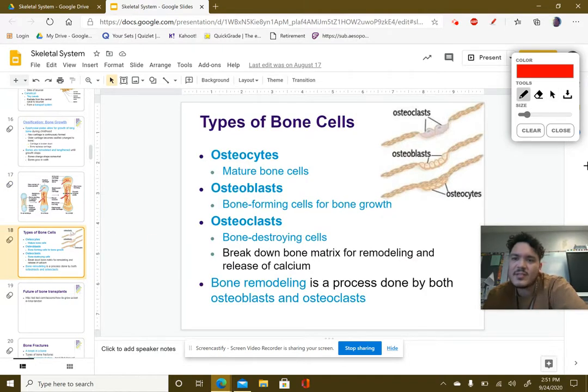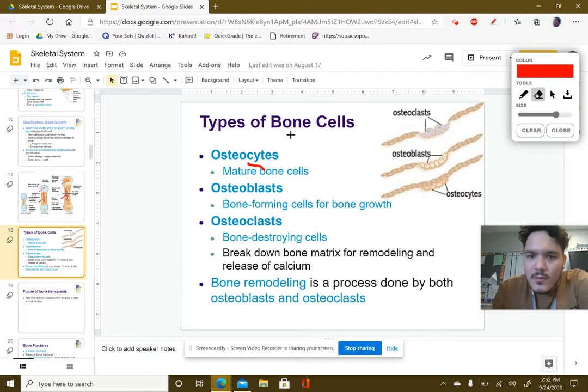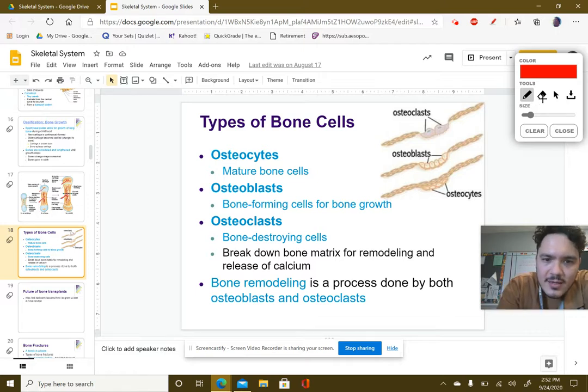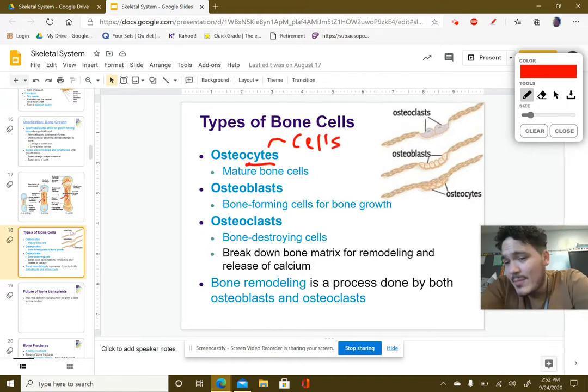Okay, types of bone cells. So let's talk about this stuff. First of all, I would make sure you understand that the suffix cyte, C-Y-T-E, is in reference to cells. So anytime that it ends in cyte, that's a type of cell. You're going to see that suffix in a lot of different terms in the future. Osteo means bone. So what is an osteocyte? It's what we see here. It's a bone cell, a mature bone cell.